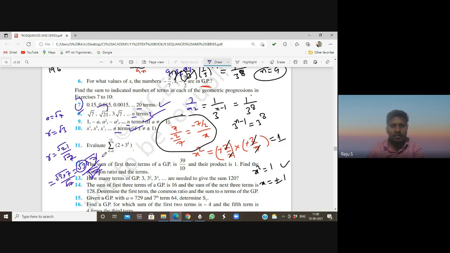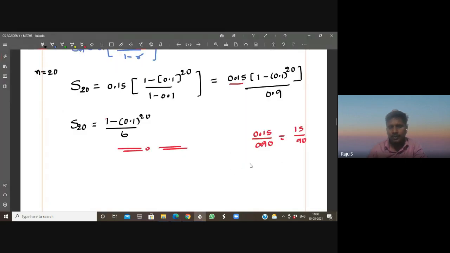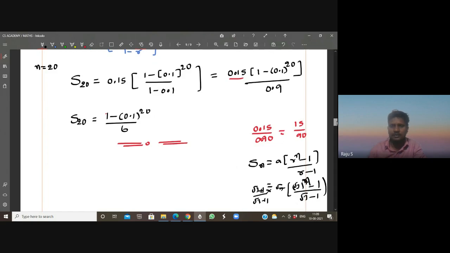Root 3 is greater than 1 or lesser than 1? Yes, students, greater than 1, sir. Root 3 is greater than 1. What is the formula you want to apply here? Sn is equal to a into r power n minus 1 by r minus 1. So the r value is root 3. So here root 7 into bracket root 3 whole power n minus 1 by root 3 minus 1. That's all. Even if you want to, you can rationalize with root 3 plus 1 by root 3 plus 1. It is a simple question, you can try. This is homework.